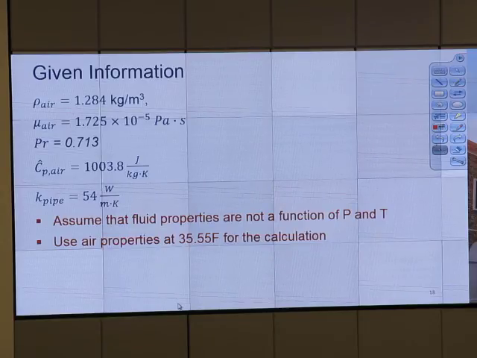Who wants to help me? No one. Kai. Okay, next to you. What is his name? Pen. Oh, Pen. What do you think happens if the fluid property is not constant? If it changes with temperature, what do you think happens?